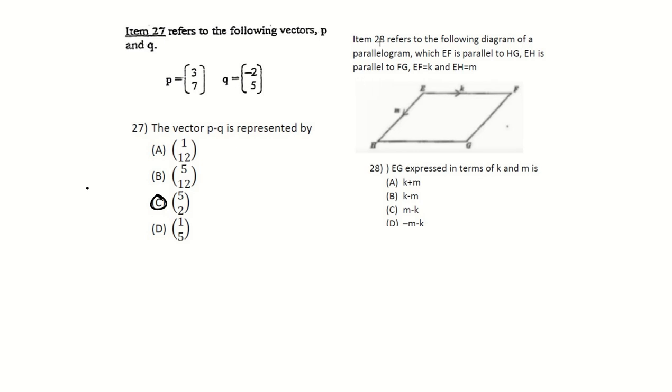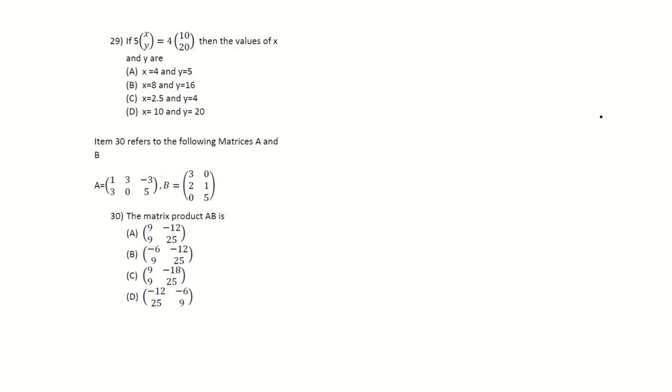This one, item 28, refers to a diagram of a parallelogram EFGH, and EF is parallel to HG, so this is also equal to K, and EH is parallel to FG, right? That's this one, which is M. EG expressed in terms of K and M, E to G is E to H plus H to G. Because we're going in, that's M plus K, or K plus M, so it would be E. Right? Number 29, we did this question already.